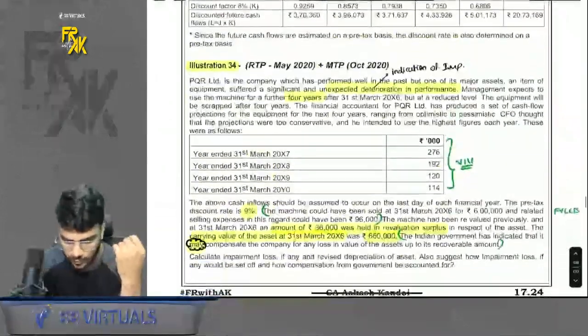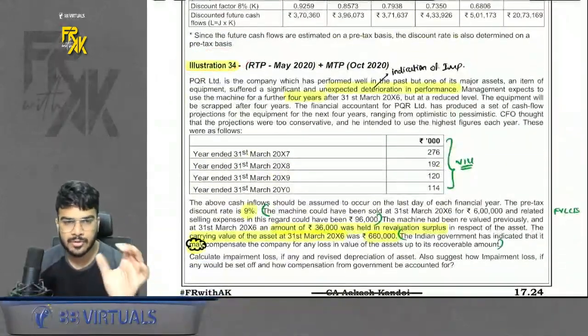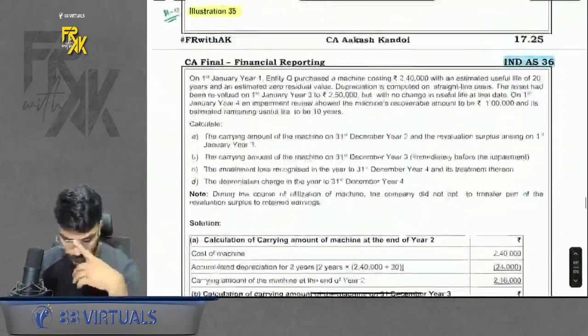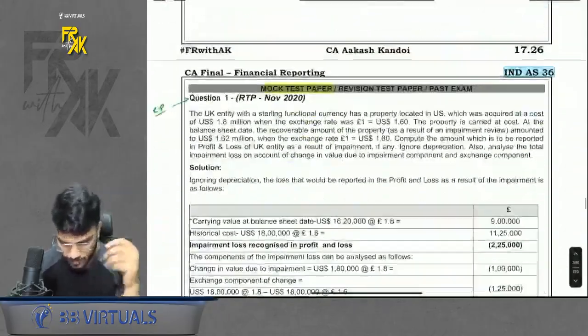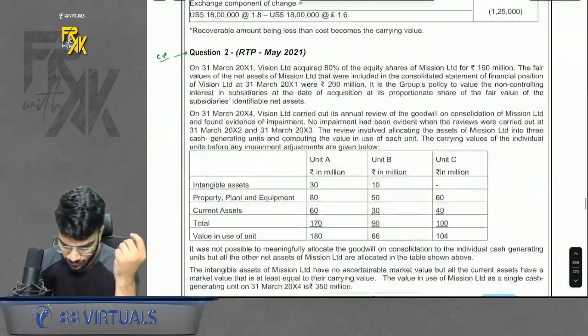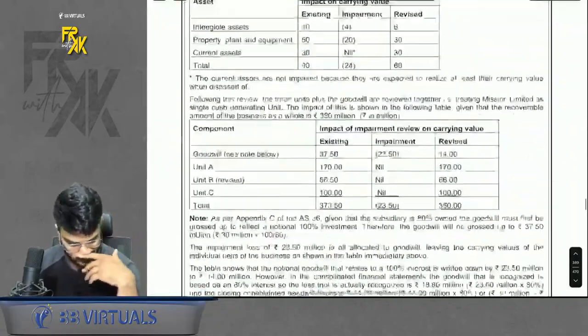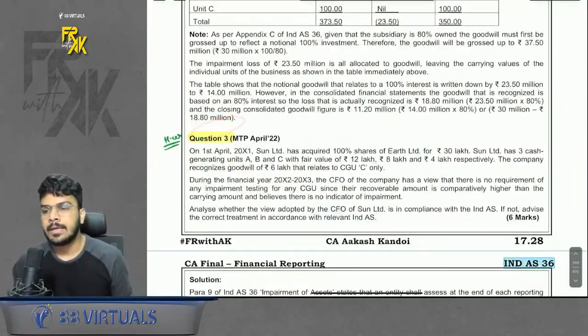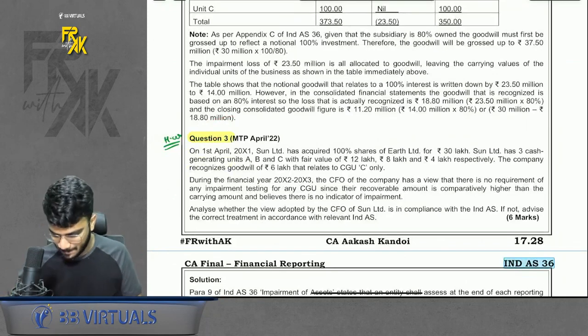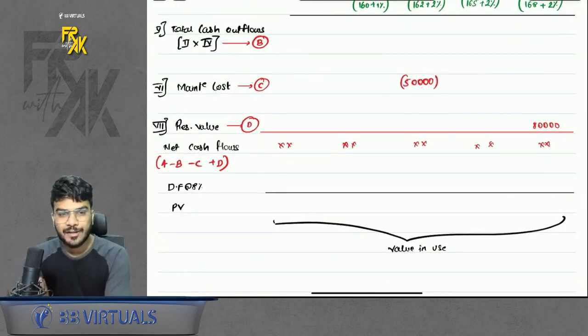Then we have illustration 34, not for LDR, but just refer to it. It is a good question for practice. Okay. Then question number 1 is common pool. Question number 2 is also common pool. And 3 is a simple question. Okay. So with this, we are done with the revision of IND AS 33.